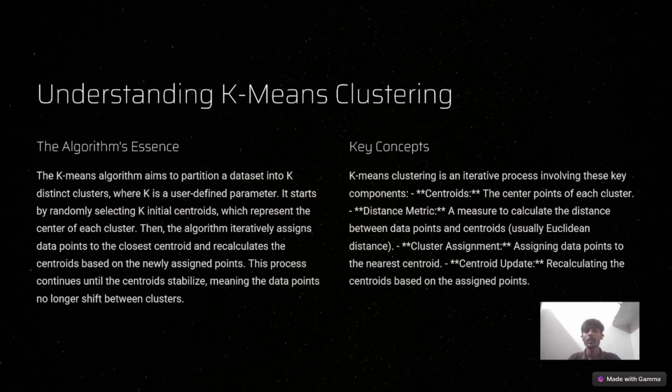Key concepts. K-means clustering is an iterative process involving these key components: centroid, the center point of each cluster. A distance metric, a measure to calculate the distance between data points and centroids. Cluster assignment, assigning the data point to the nearest centroid. Centroid update, recalculating the centroid based on assigned points.